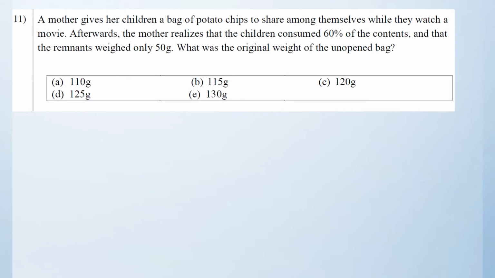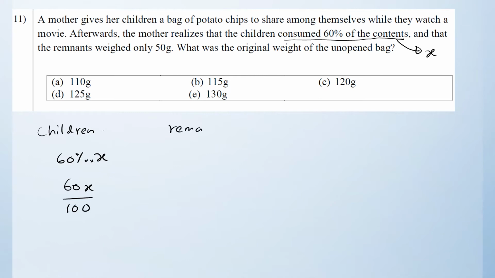Question number 11. A mother gives her children a bag of potato chips to share among themselves while they watch a movie. Afterwards, the mother realizes that the children consumed 60% of the content. Let's assume the initial content was simply x, the total amount. So for the children, 60% of that means 60% into x. So what we have is 60x over 100.